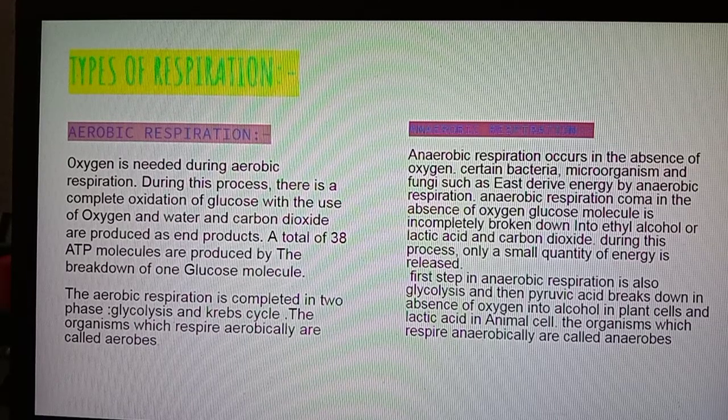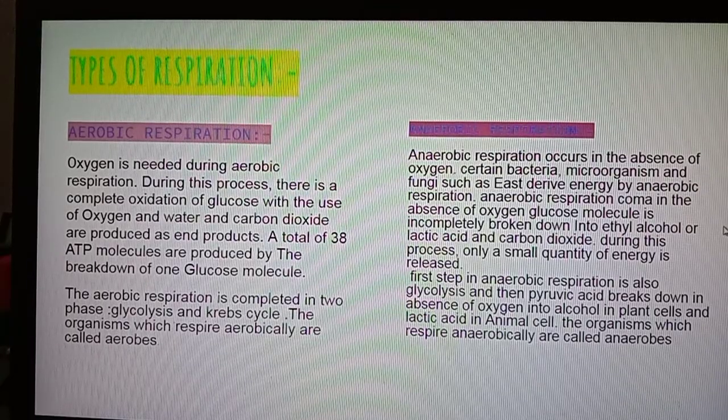Now, the first step in anaerobic respiration is also glycolysis, and then pyruvic acid breaks down in the absence of oxygen into ethyl alcohol in plant cells and lactic acid in animal cells. The organisms which respire anaerobically are called anaerobes. यहाँ पे जो organism aerobically respire करते हैं उसको क्या कहते हैं? Aerobes. और जो anaerobically respire करता है उसको anaerobes. I hope this topic is clear.